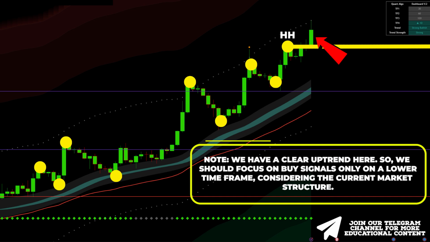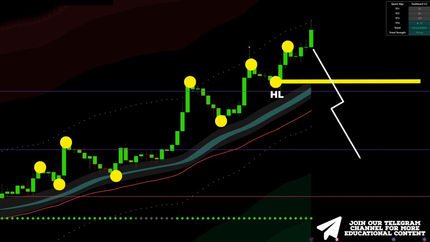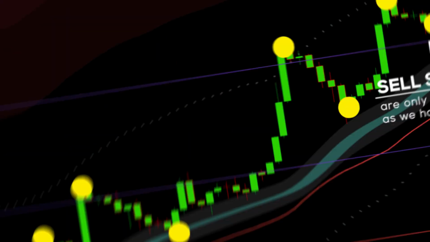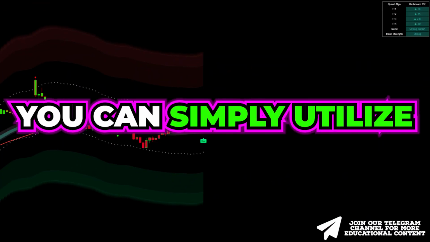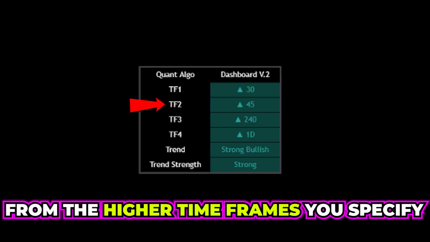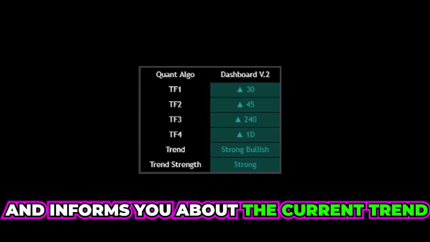At the same time, sell signals will become prominent only when the price closes below the preceding higher low, indicating a change of character for us. If this seems too complicated, you can simply utilize the Quant Algo Trend Dashboard, which incorporates data from the higher time frames you specify and informs you about the current trend.